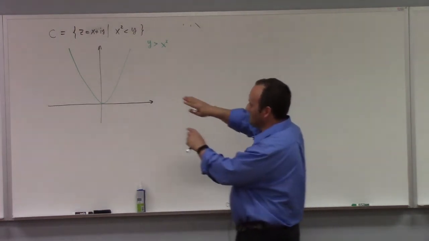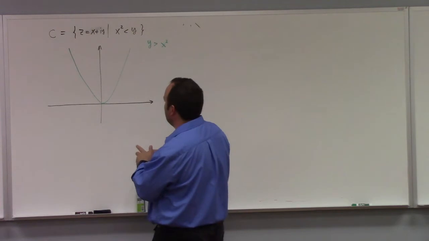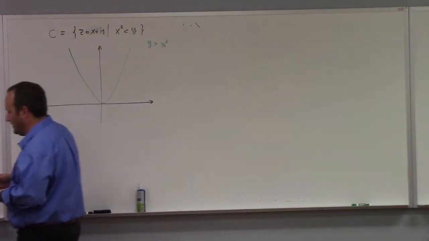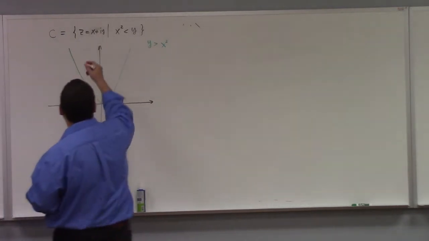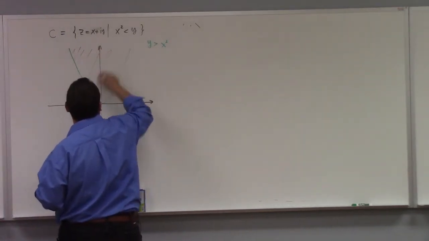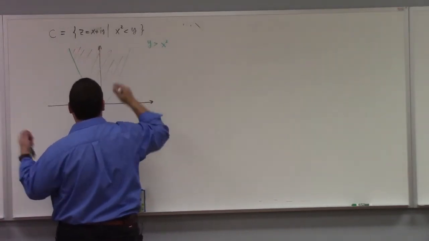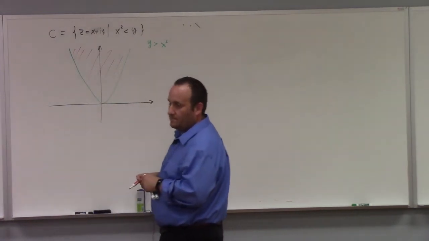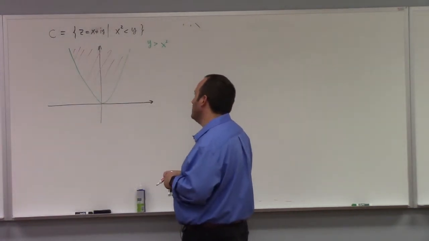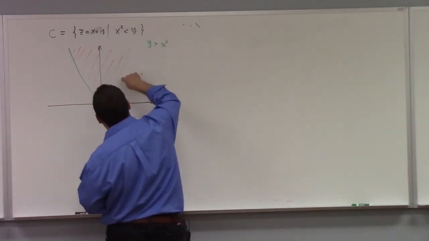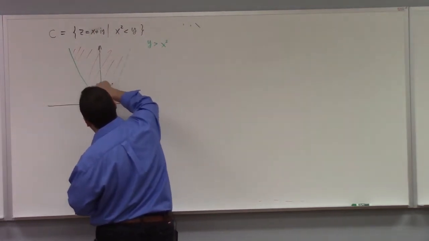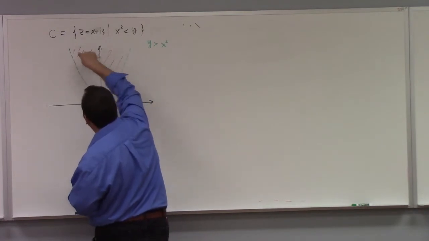So this is y equals x squared in the green, right? The solution set to that inequality are the points above, up in here. That's a rough picture of C. And this curve is not included, right? Yeah, thank you.